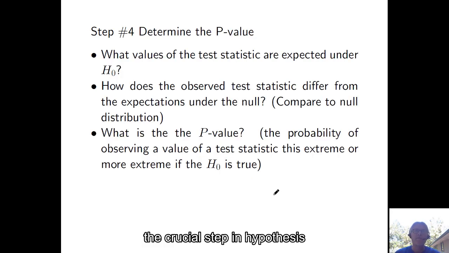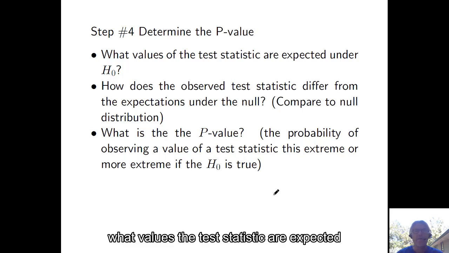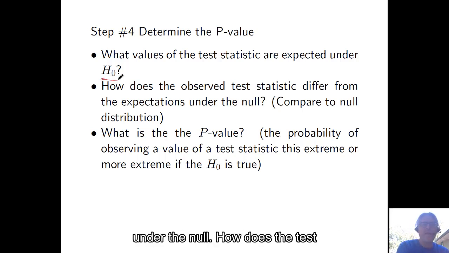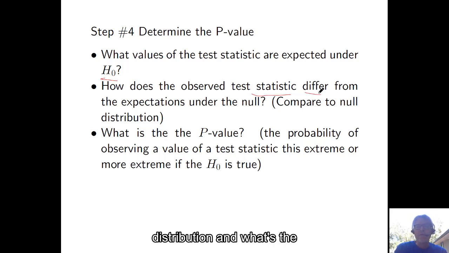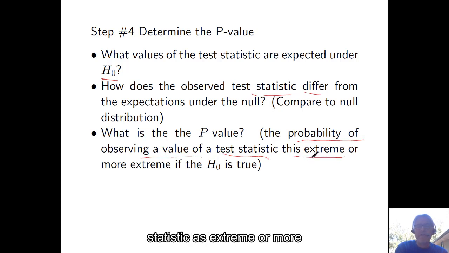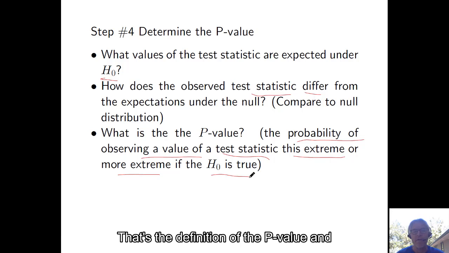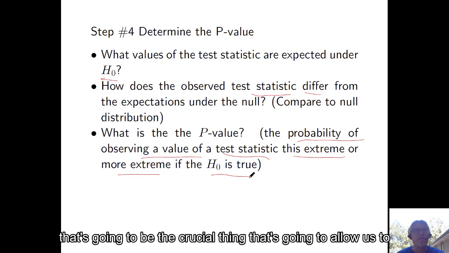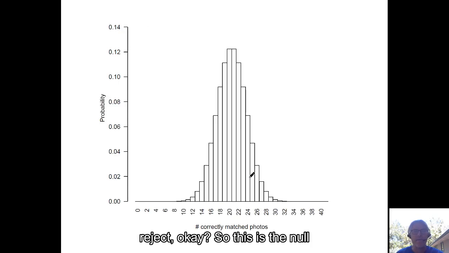All right, so the crucial step in hypothesis testing is determining the p-value. What values of the test statistic are expected under the null? How does the test statistic differ from the null distribution? And what's the probability of observing a value of the test statistic as extreme or more extreme if the null is true? That's the definition of the p-value, and that's going to be the crucial thing that's going to allow us to decide whether or not we accept or reject.